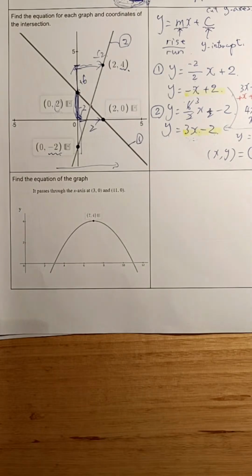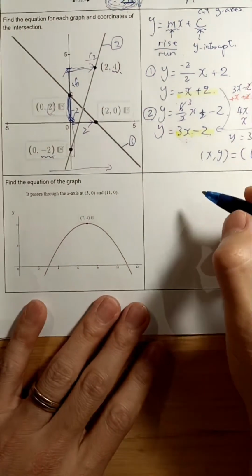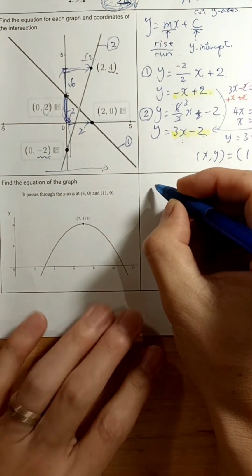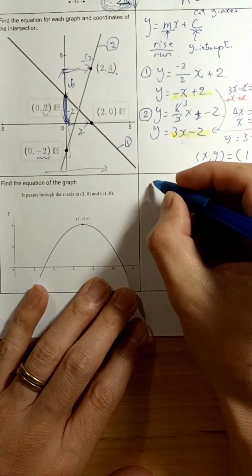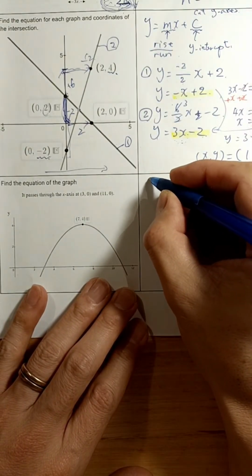I hope you guys remember this equation. So see, when you're looking at the quadratic equation, there are 3 types. One is standard form.